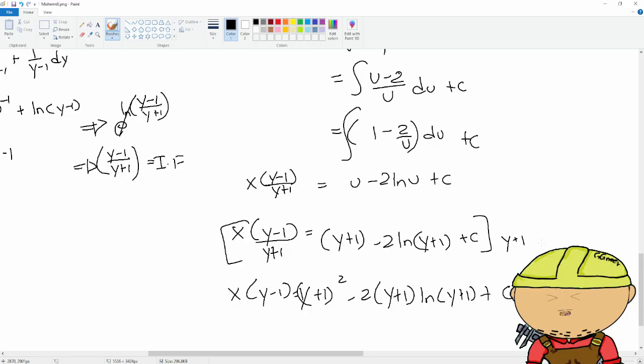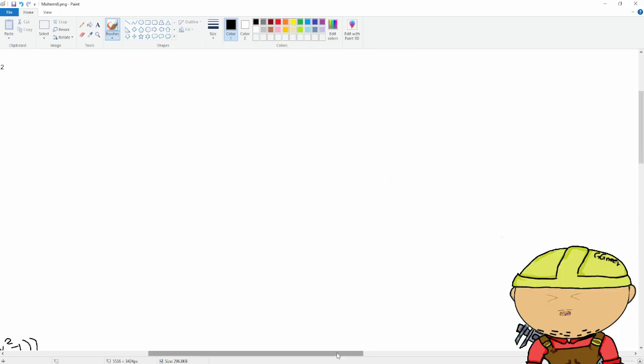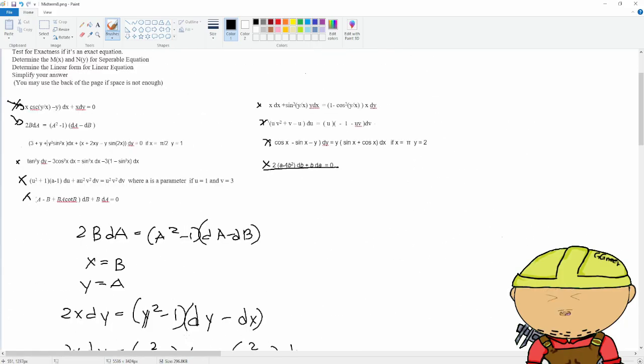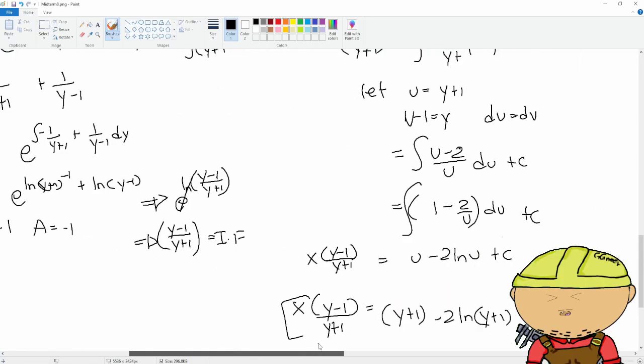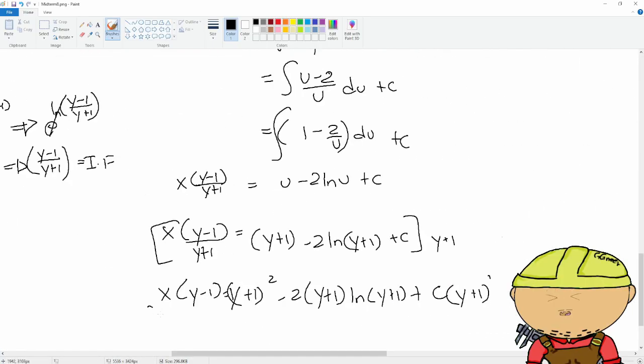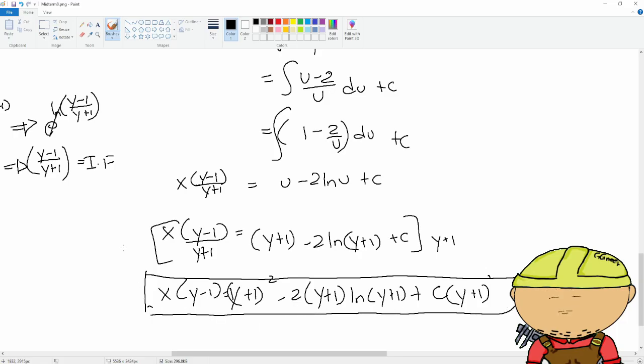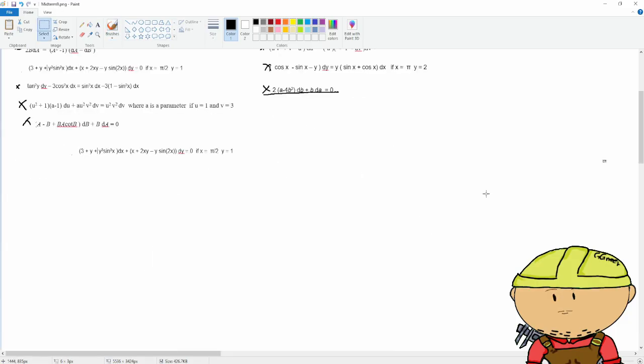Ooh, there's a lot of y plus 1 there. But is there any common term? I'm not seeing any. Okay, so we're gonna wait. Is there an IVP? There's no IVP, so this is now the final answer, or this is now the general solution to our differential equation. Okay, so this will be our last problem.